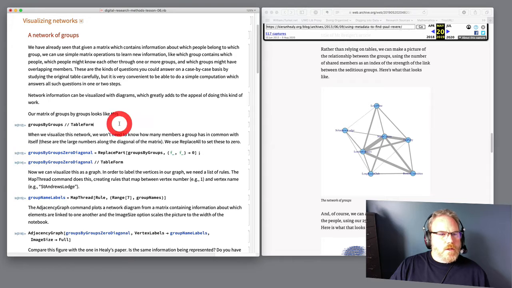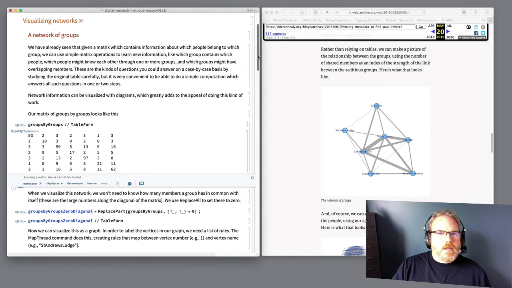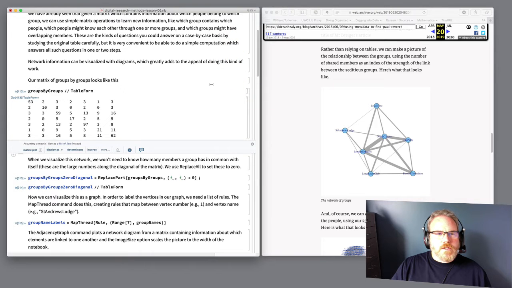So we can look at our matrix of groups by groups like this. Each of the rows and each of the columns refers to one of the social groups, and the diagonal, the high numbers, are the group with itself. So the first group has 53 members, so the number of members that it has in common with itself is 53.